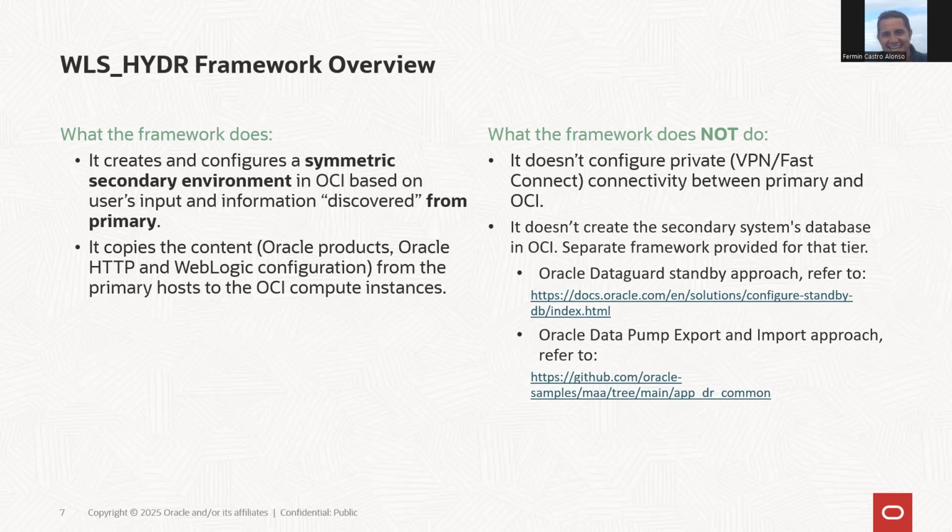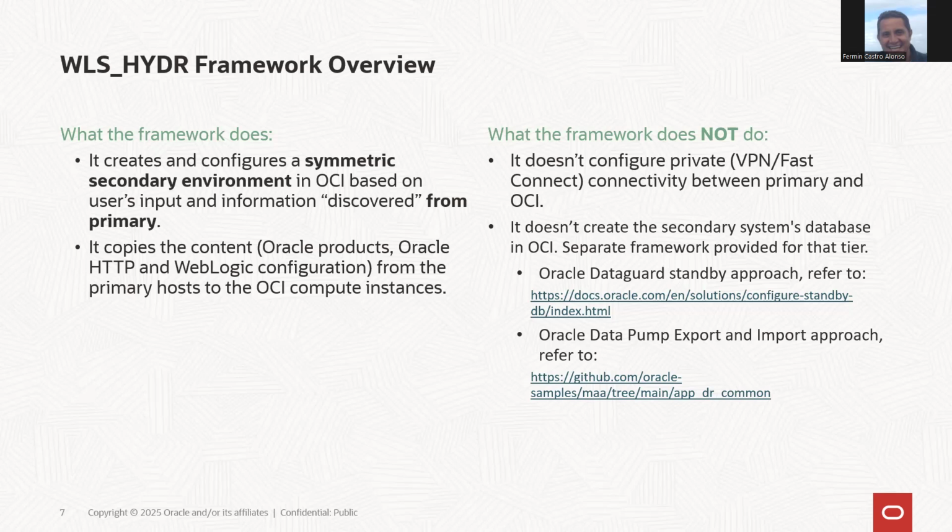Now, it's also important that you understand what the framework does not provide for you. The framework does not take care of setting up the connectivity between your primary and your secondary. If you're in OCI, it's pretty straightforward. You can just create a dynamic routing gateway, and you will have connectivity between two regions. If it's an on-prem system, we will not set up FastConnect for you. Those operations need to be done separately.